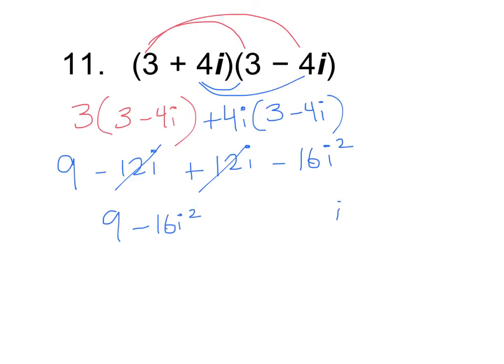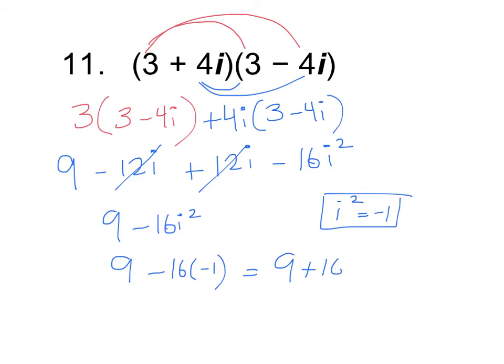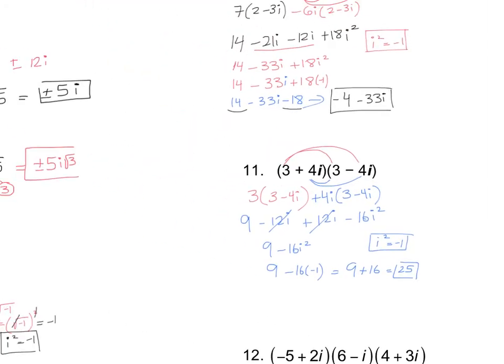You cannot have an i squared in your answer. You have to replace it by a negative 1. So 9 minus 16 times negative 1, that's going to give me 9 plus 16, which is a 25. So as you can see, my final answer is a whole number because the i, or the imaginary number, is cancelled out. So that's how you multiply complex numbers.